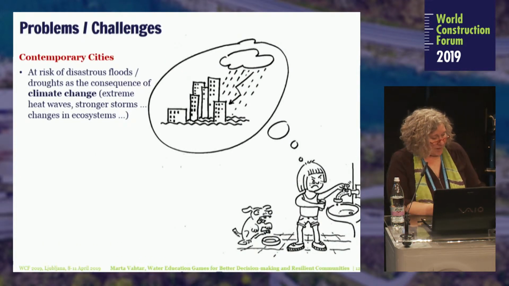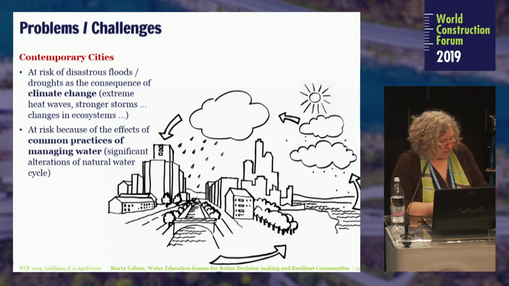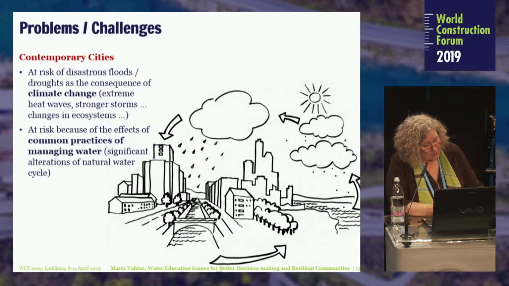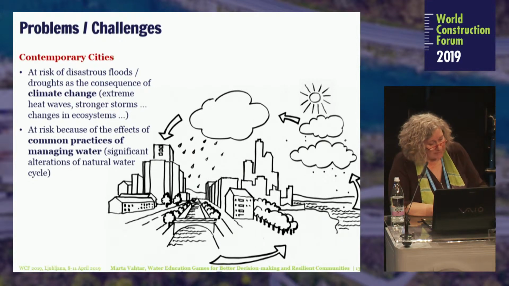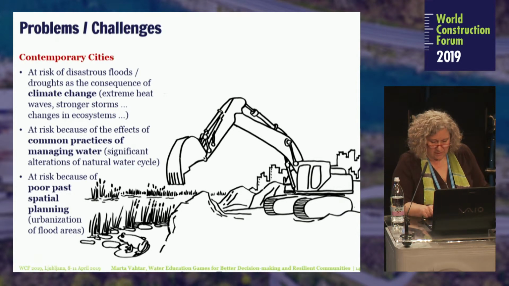So how do we see the problems of contemporary cities? First of all, climate change brings us extreme heat and stronger storms. And as we know, the common practices of managing water have altered the water cycle in a way that the landscape is getting increasingly drained. We also know that in the past, we urbanized many flood areas and wetlands.